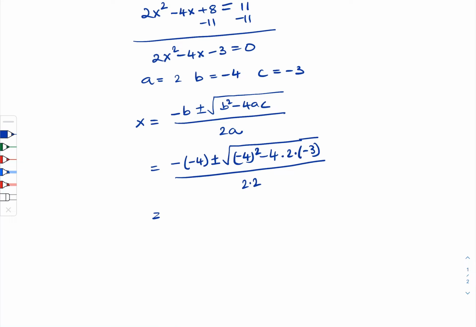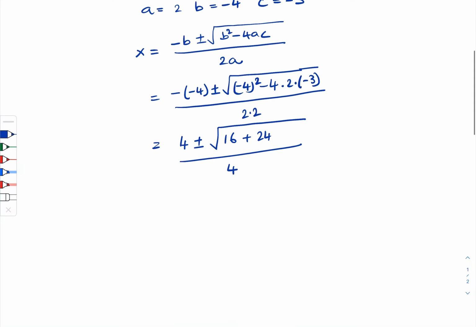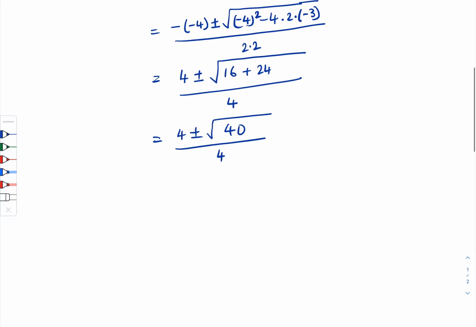All right, simplify. So that's 4 plus minus square root of 16 plus 4 times 2 is 8 times 3 is 24. The whole thing is over 4. It's equal to 4 plus minus square root of 40 over 4. So now if you look at what's in the square root, there's a hidden square in it because you can write it as 4 times 10, and 4 is a perfect square, right?